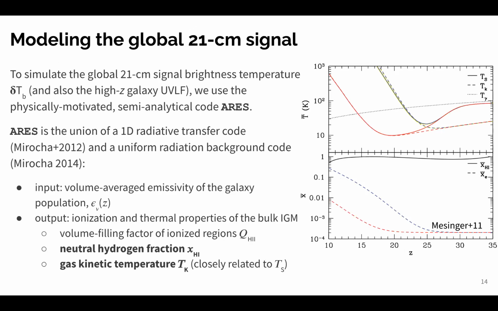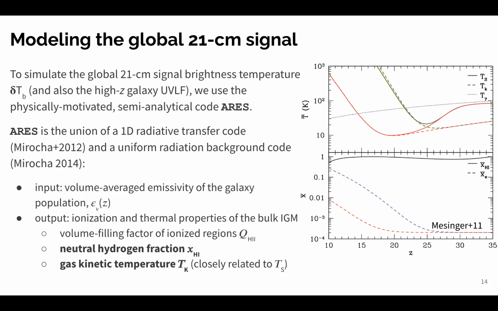So how do we model the global 21 centimeter signal? We use a semi-analytical, physically motivated code called Aries, which was developed by another grad student at CU in the last decade. And so we use Aries to simulate both the global signal and the UVLF, so it's able to model both of those. And so Aries is the union of a 1D radiative transfer code and a uniform radiation background code. And so those are the two physics components that we need to model the 21 centimeter signal: performing radiative transfer and evolving that radiation background in order to model the brightness temperature.